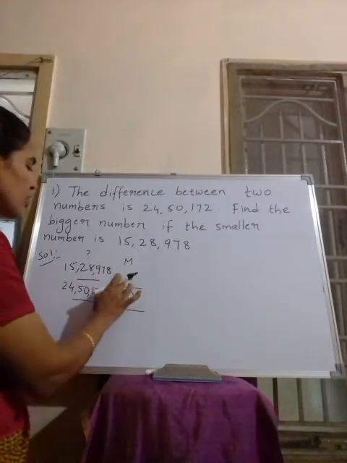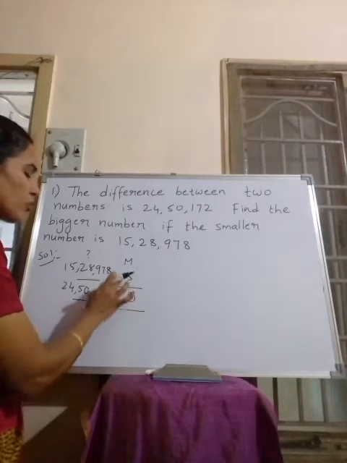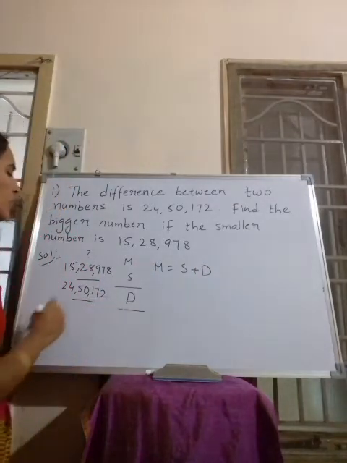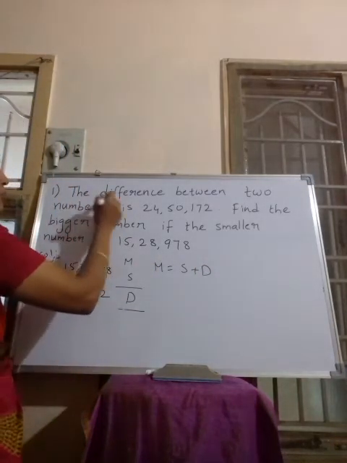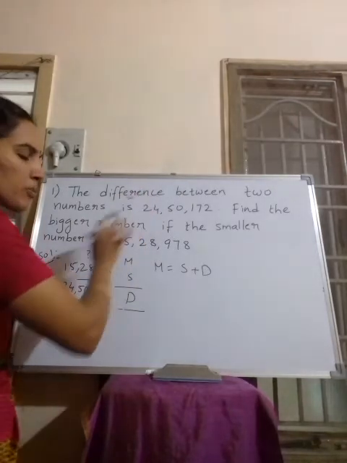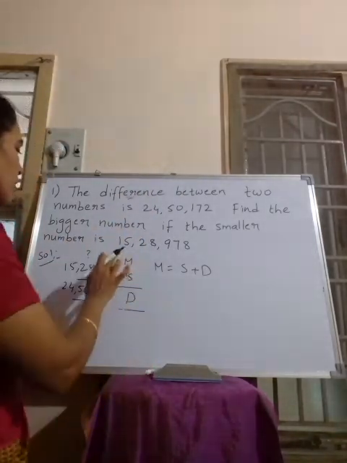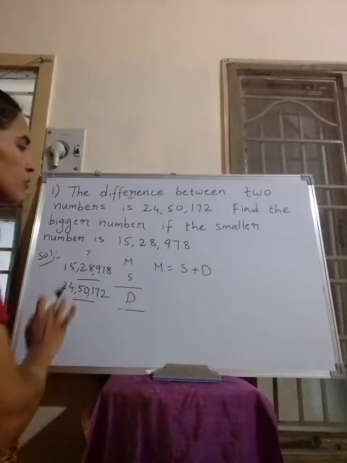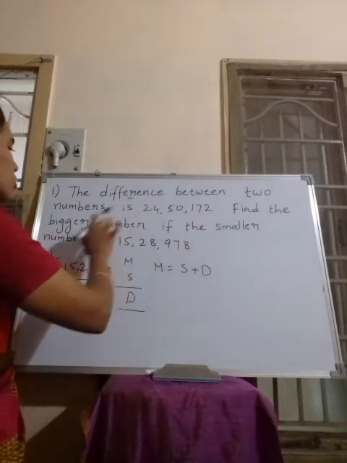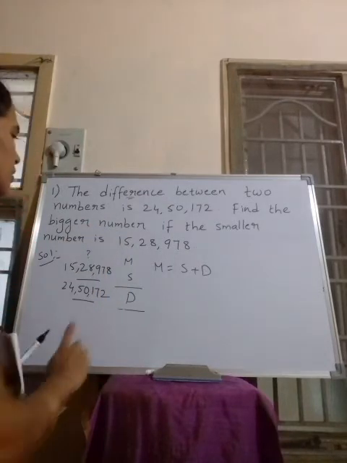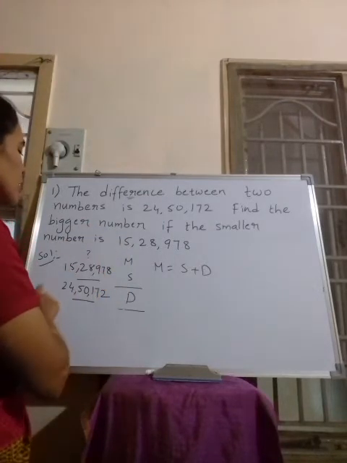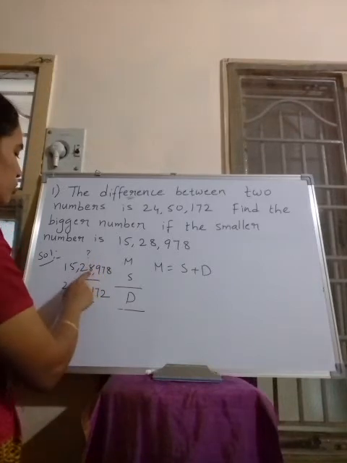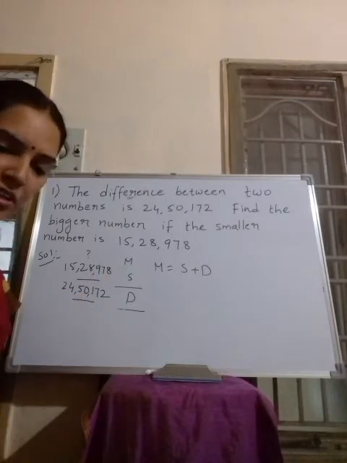I told already how we will get the minuend. Minuend is equal to subtrahend plus difference. Both we have to add. Now here, by looking at the question, you see difference is given, and you may think we have to subtract both. Don't do like that. What we have to understand is difference is given, subtrahend is given. They are asking for the minuend, which here is the bigger number. So the bigger number is equal to smaller number plus difference.